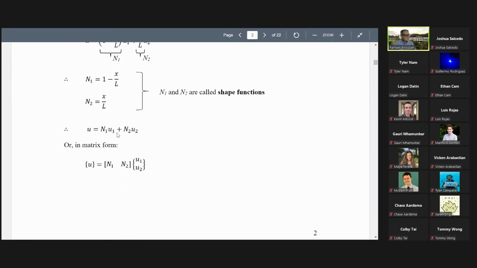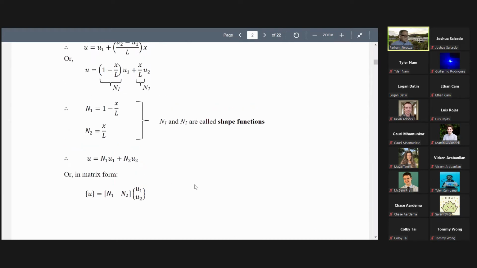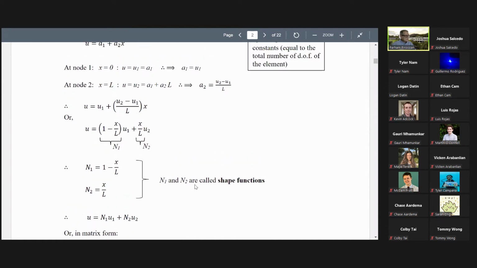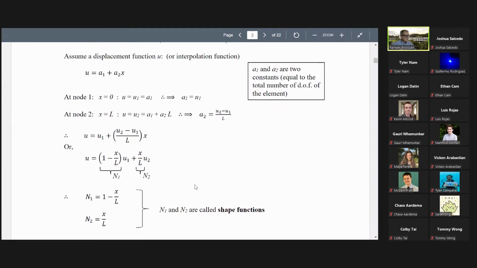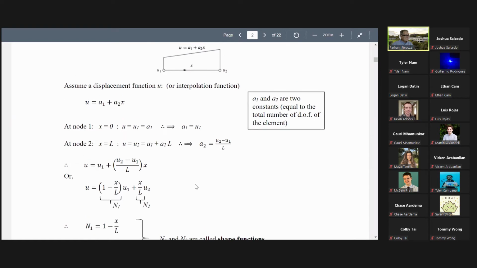Well, in matrix form, we can write it. In this class, we like matrices. Because we use computers, and computers work with matrices, with arrays of numbers. So U, we can write it like this. It is N1, N2, U1, U2. But now, these shape functions have some important properties. That's what we are interested in. A couple of properties.